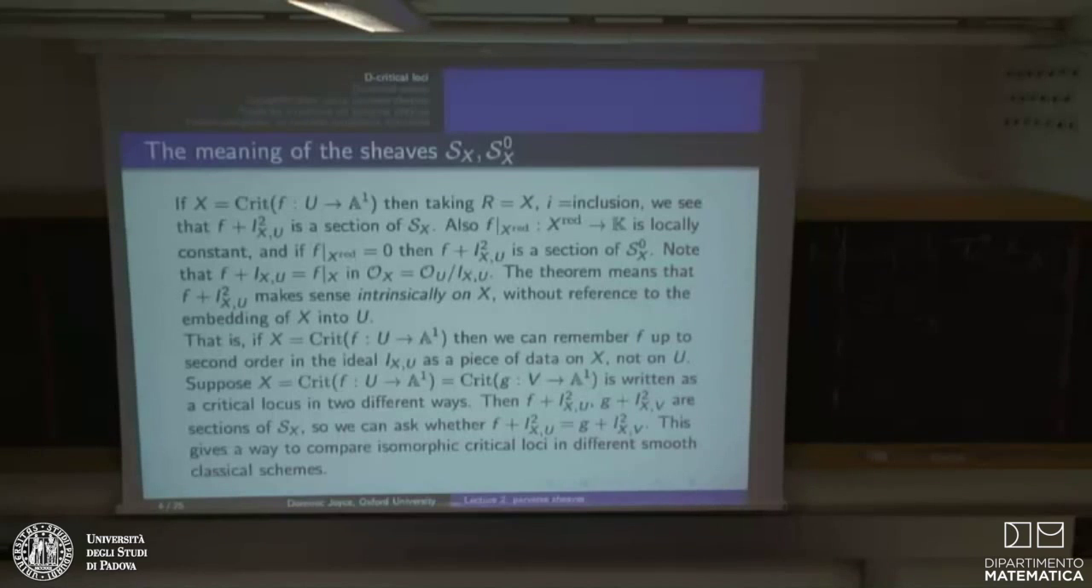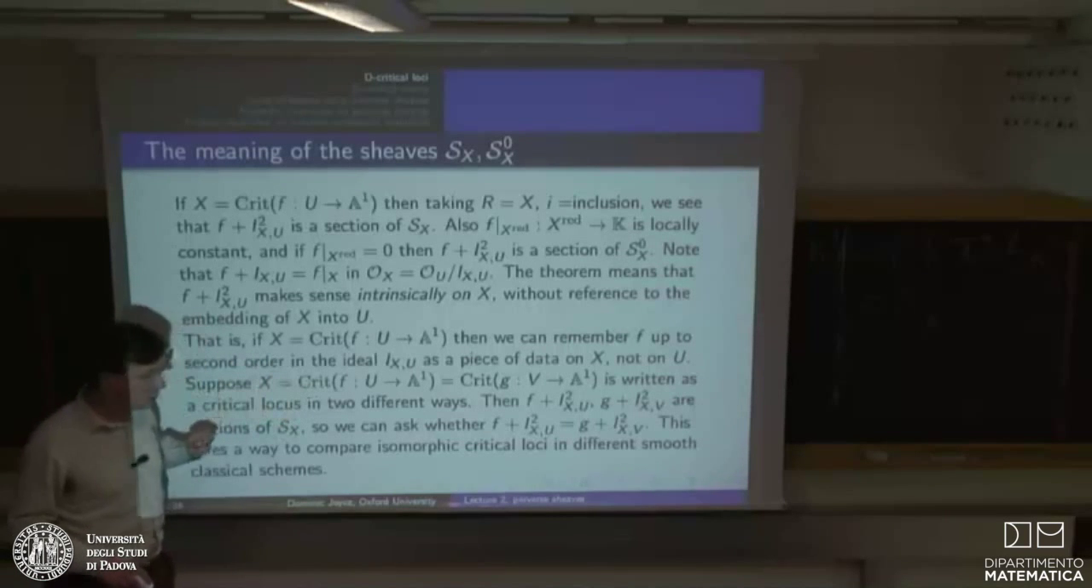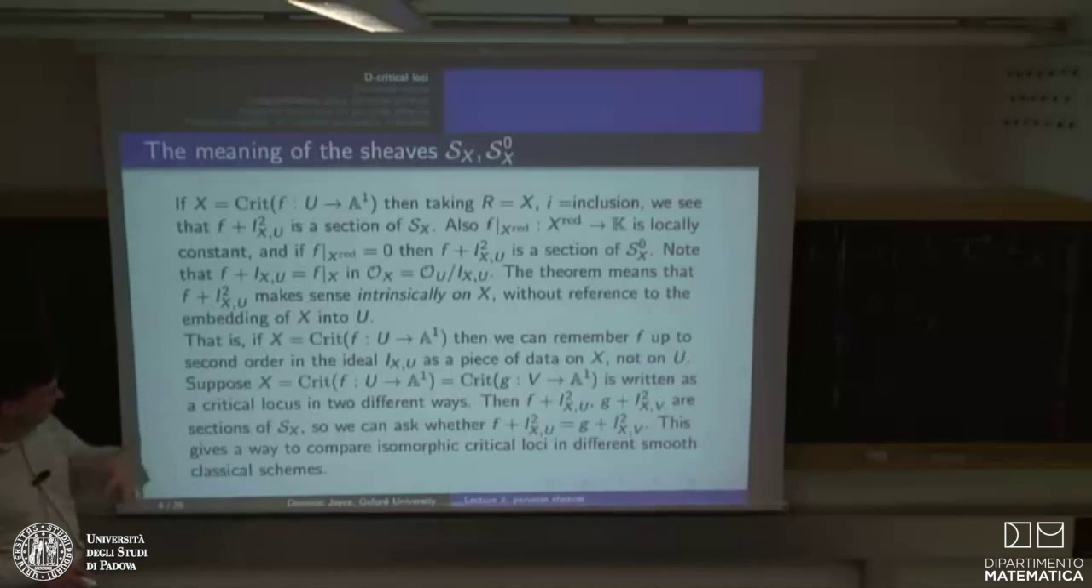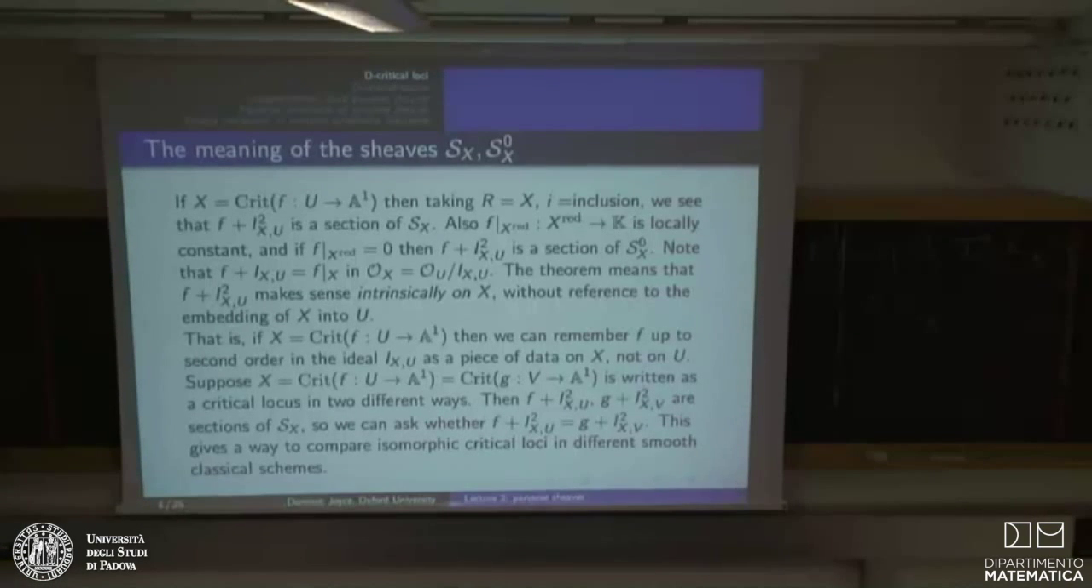Okay, so this is relevant to the minus one shifted symplectic Darboux theorem I stated yesterday, because I said if you have a minus one shifted symplectic derived scheme, then its classical scheme is Zariski locally a critical locus. But of course, there are many different ways of writing it as a critical locus. And here I've come up with a way of comparing different ways of writing the same scheme as a critical locus, and you can probably see where this is going.